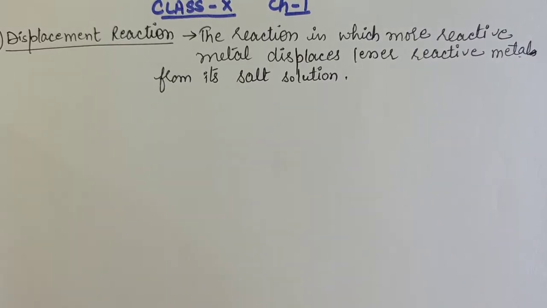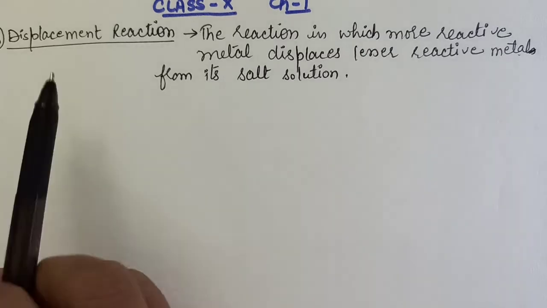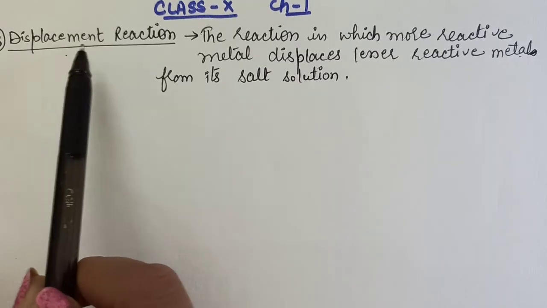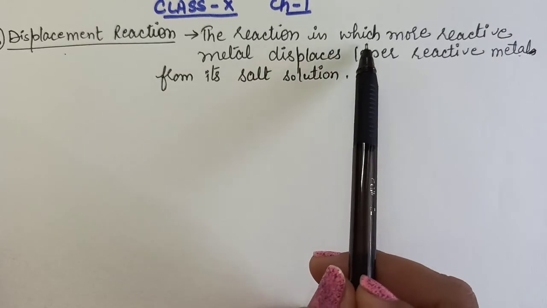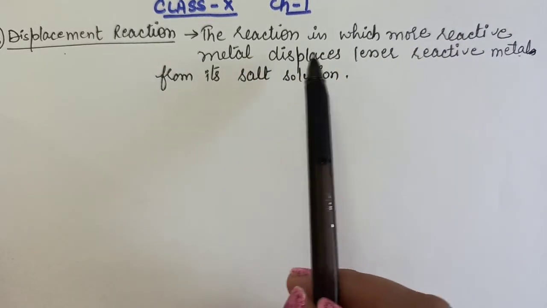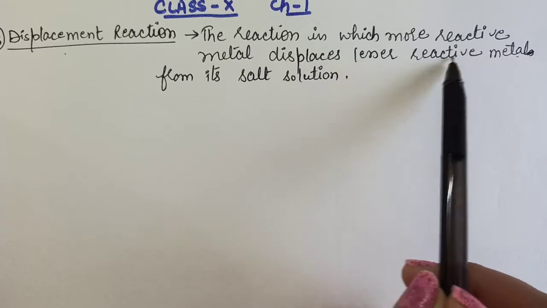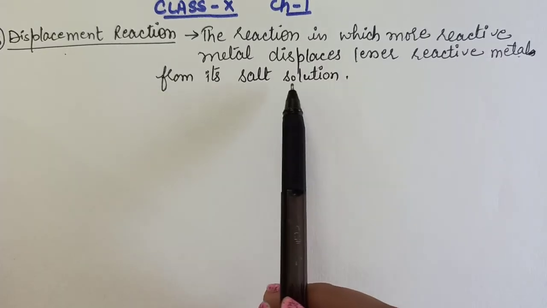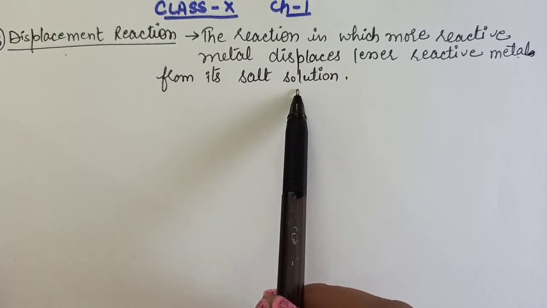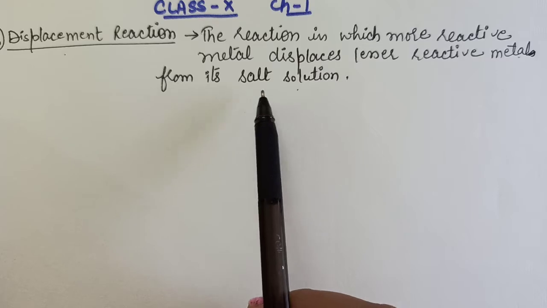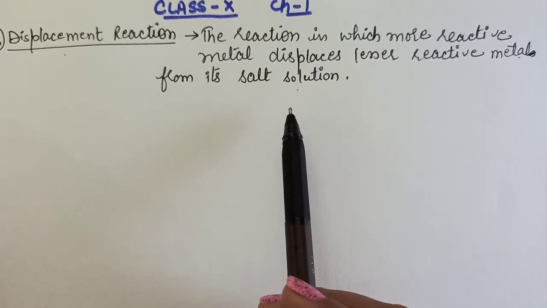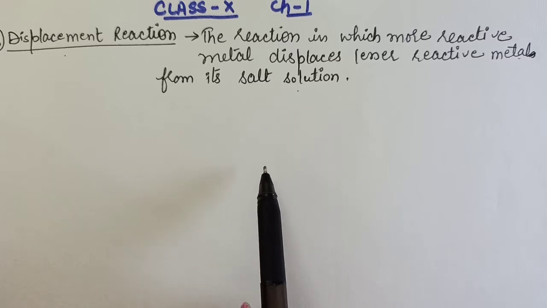In today's session, we will discuss the third type of reaction, that is displacement reaction. The reaction in which a more reactive metal displaces a less reactive metal from its salt solution is called a displacement reaction.